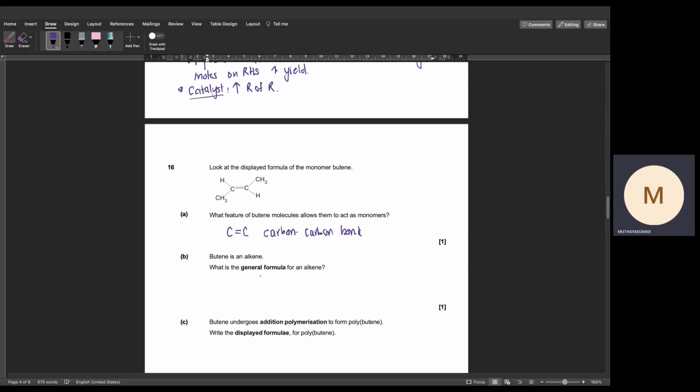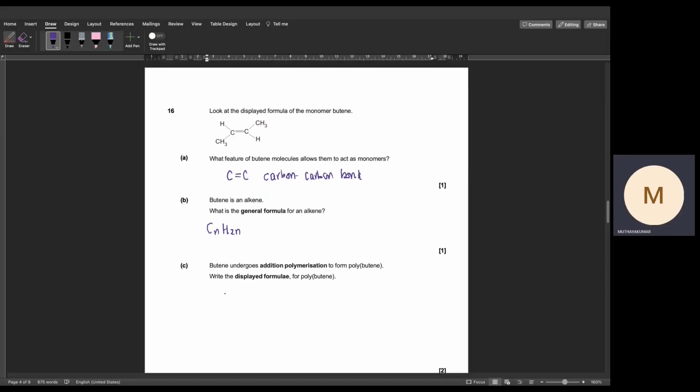Butene is an alkene. What is the general formula for an alkene? So for an alkene, the general formula is CnH2n. Butene undergoes addition polymerization to form polybutene. Write the displayed formula for polybutene.